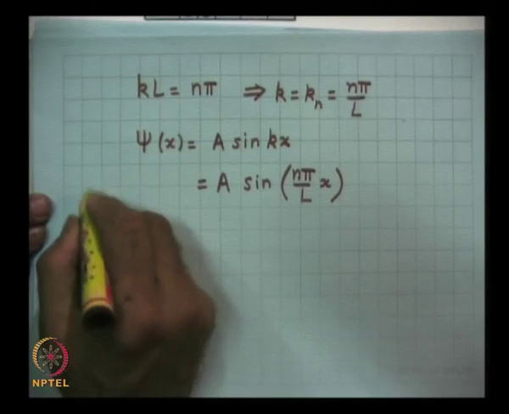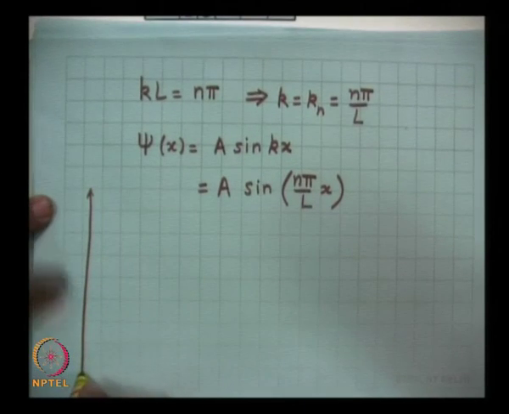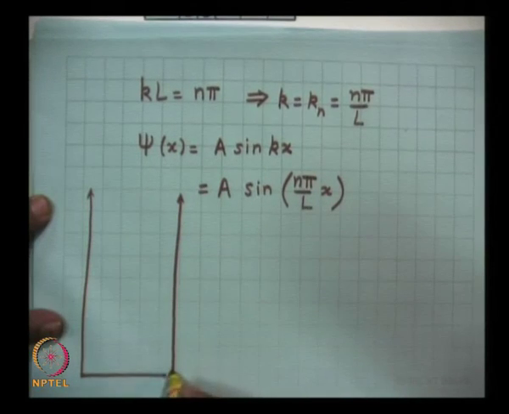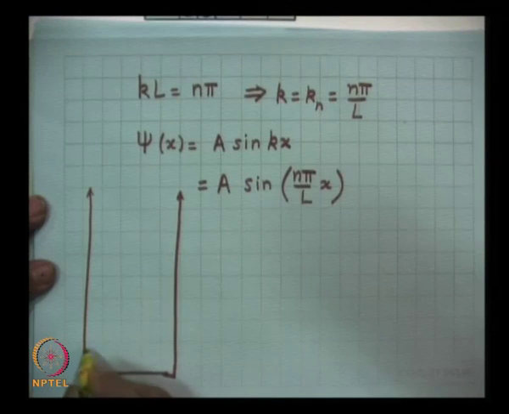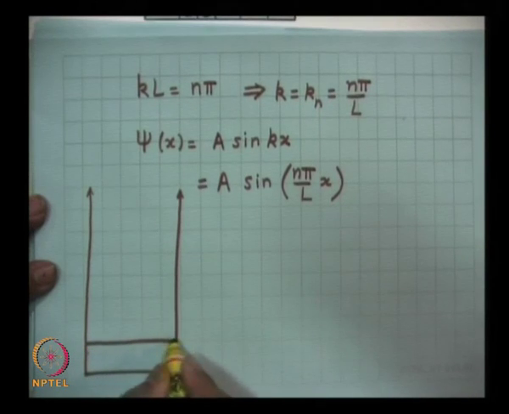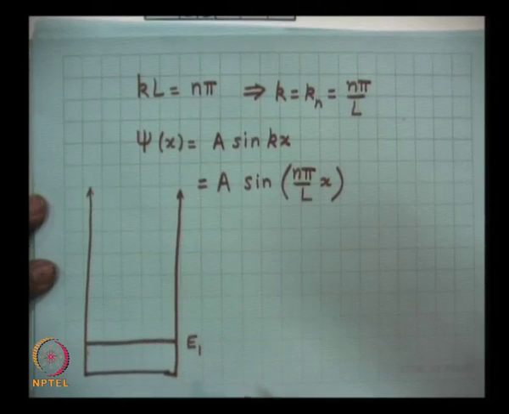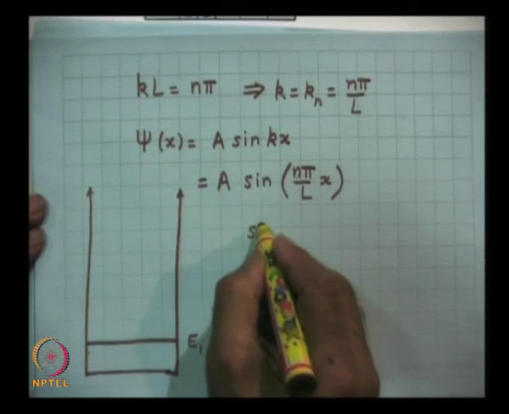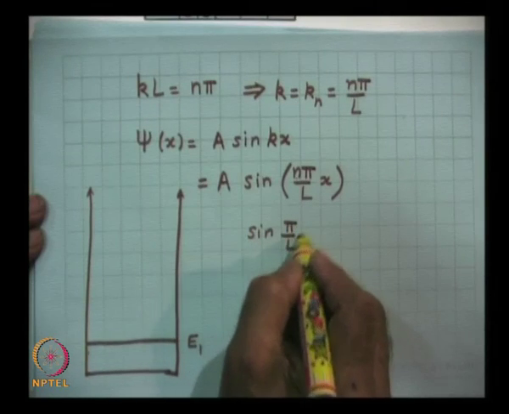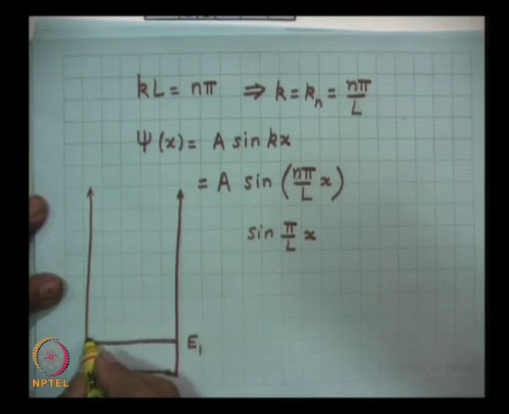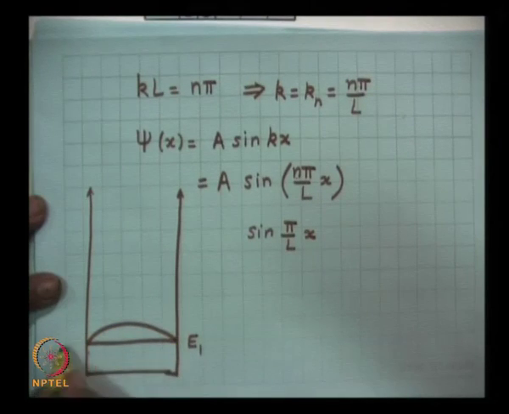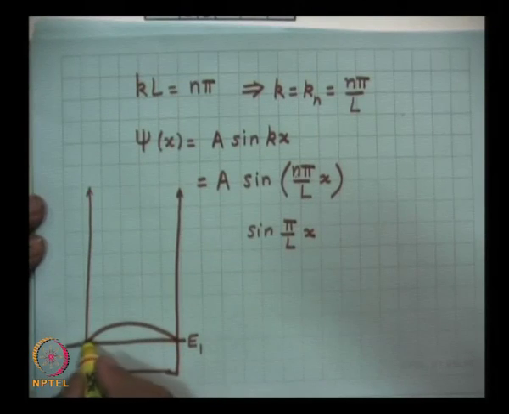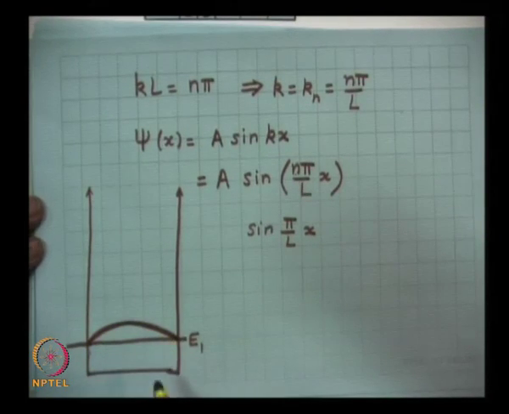So, let us suppose this is my box in which the particle is confined, and you have the ground state. This is the ground state which has the value of E 1, and it has a wave function with n is 1. So, this will be sin of pi by L into x. So, at x is equal to 0, it becomes like this, and it becomes like that, and beyond this it is 0, beyond this it is 0. This is known as the ground state wave function.